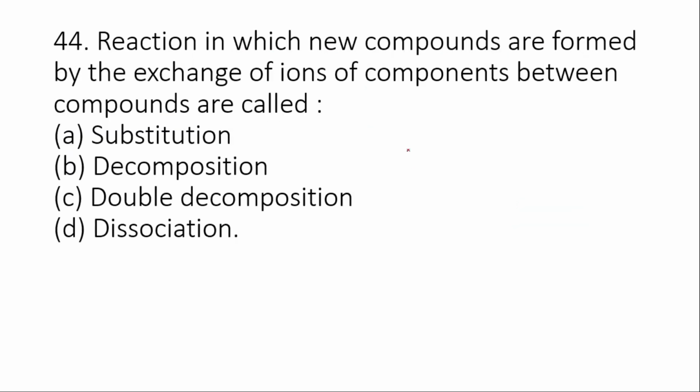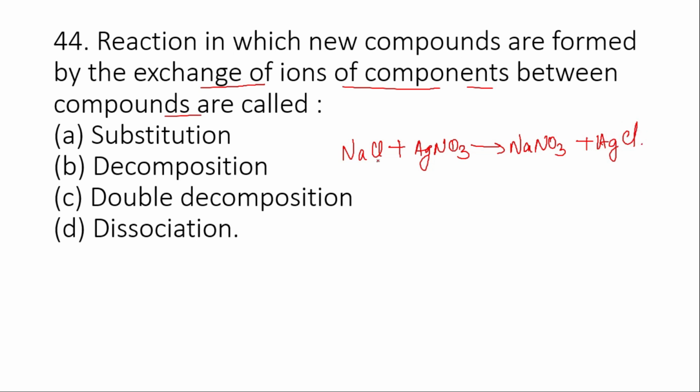Next is the reaction in which new compounds are formed by exchange of ions of components between compounds. Okay, so whenever there is an exchange of ions, we know the definition is of double displacement. For example, we can take one example which we have seen in the theory session, that is NaCl when it reacts with AgNO3, it will always produce NaNO3 plus AgCl. So whenever we see there is an exchange of ions taking place, exchange of ions means double displacement reaction.